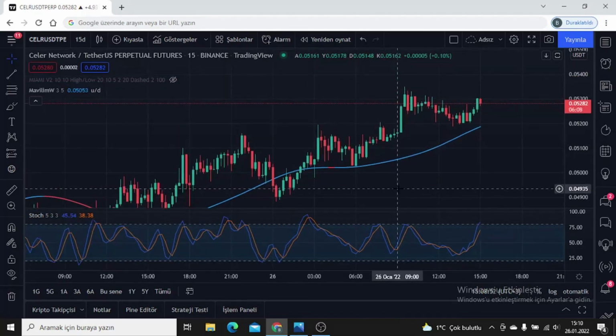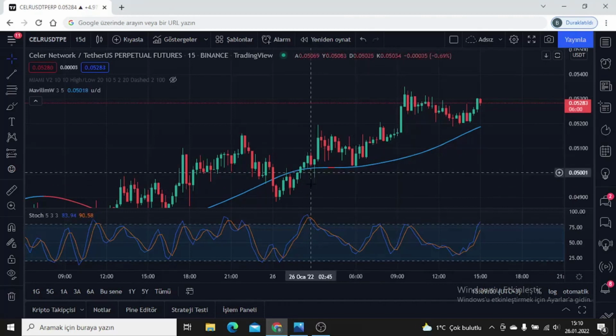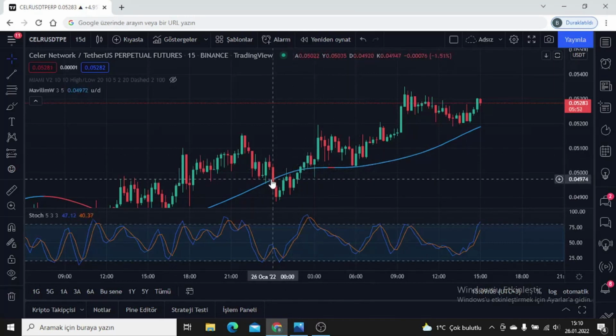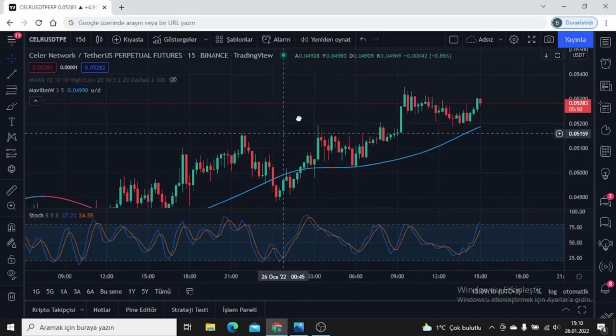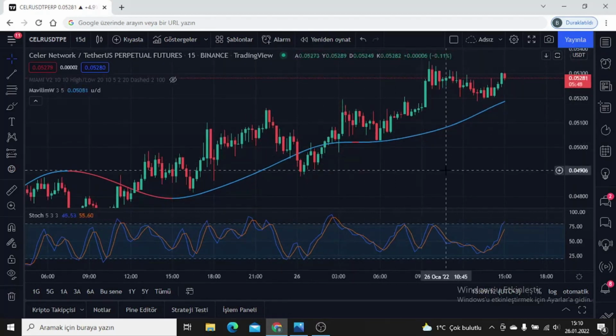Now, as you can see, first of all, since it works with the moving average logic, we always look at the moving average logic with the following condition. When the price rises above the moving average, it creates a buy condition. As you see. And when the price drops below its moving average, it also creates a sell condition.